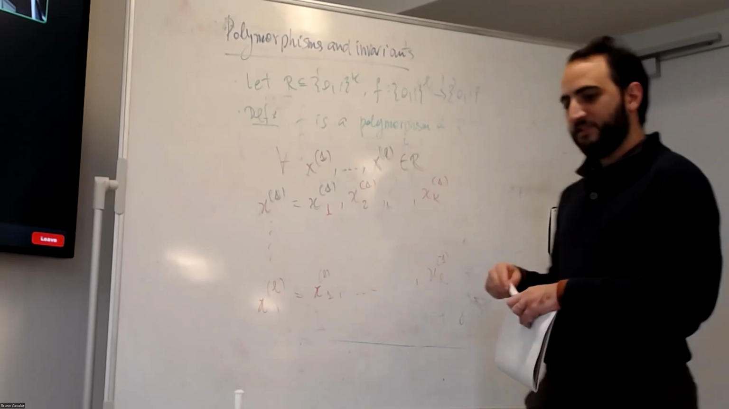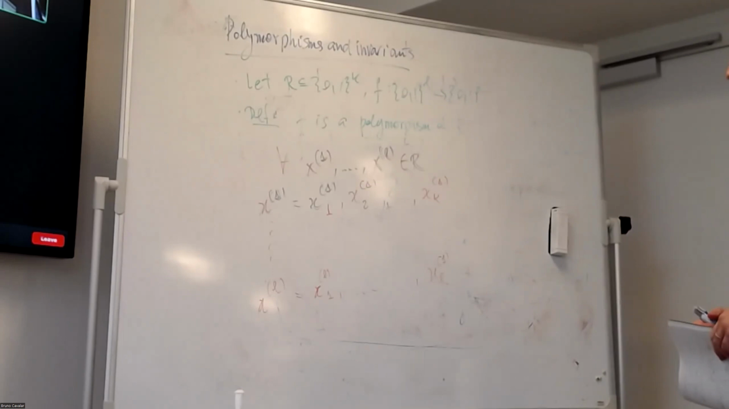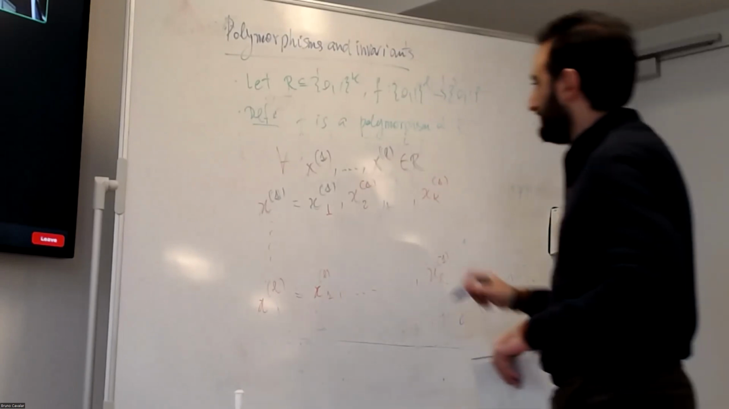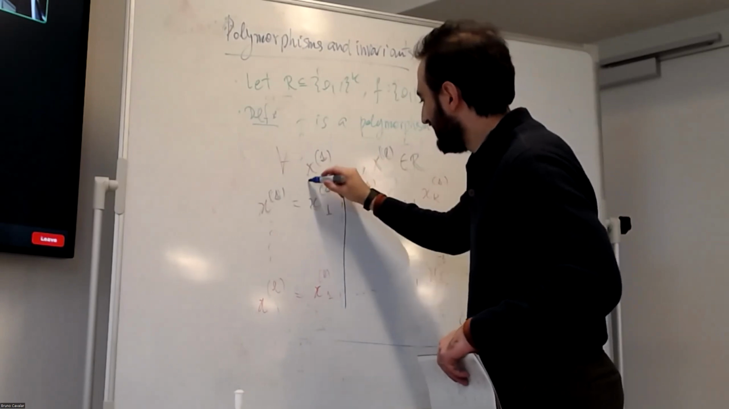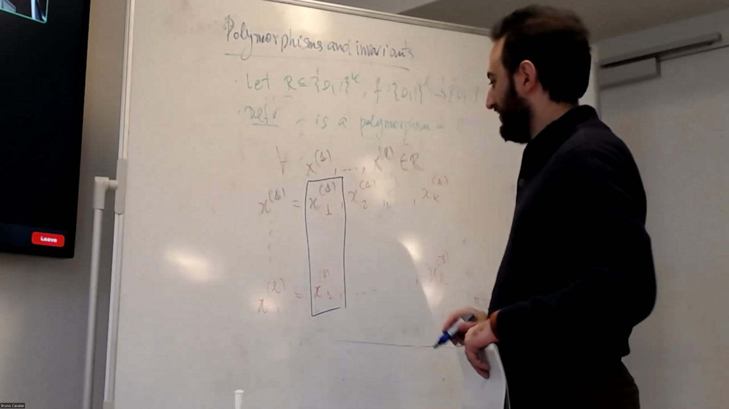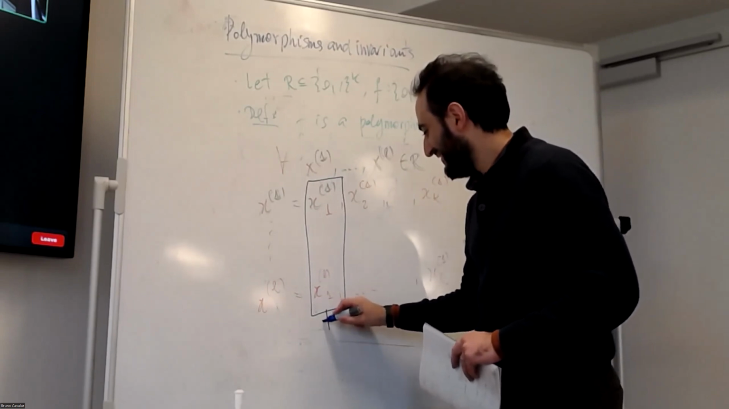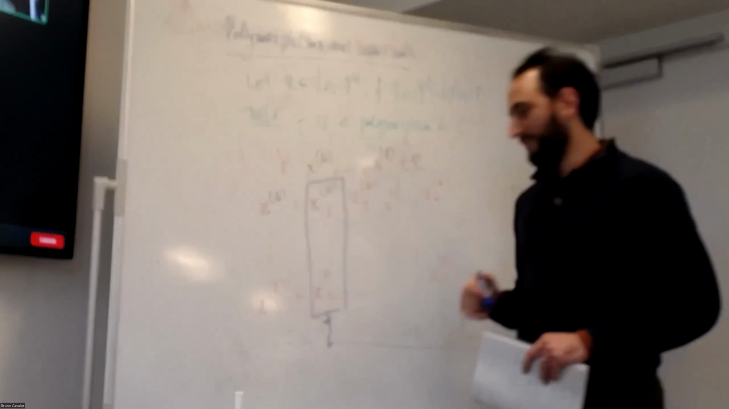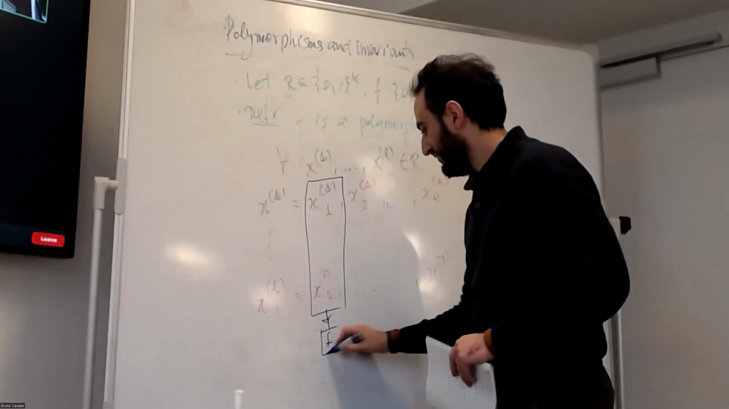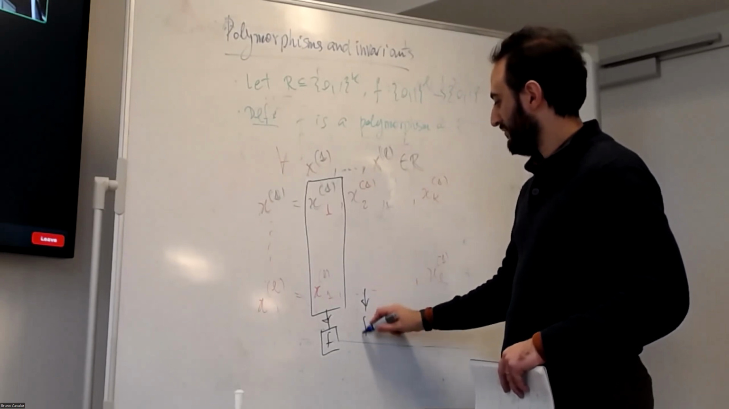So what needs to happen for F to be a polymorphism of the relation? I'm going to do it in a graphical manner. We're going to apply F to this. You see, we have L bits here. We're going to apply F. We do the same in every column. Apply F.